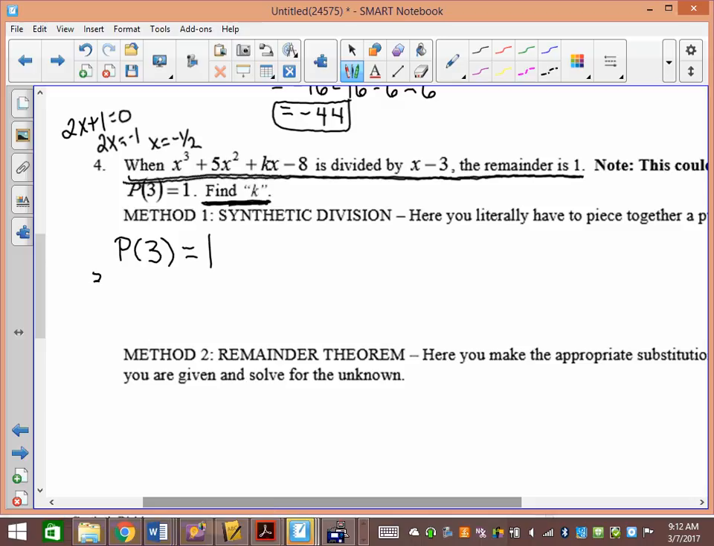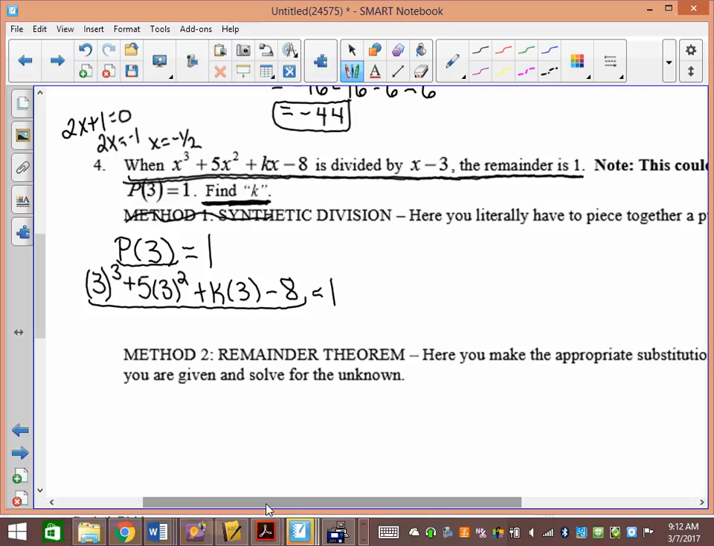So I'm going to have 3 cubed plus 5 times 3 squared. So I'm just using remainder theorem. Plus k times 3 minus 8 is just this. P of 3 is that. We agree? And then what do I have now still? Equals 1. So I have to remember to go equals 1 at the back. Now what am I only missing? K. Just solve for k now.